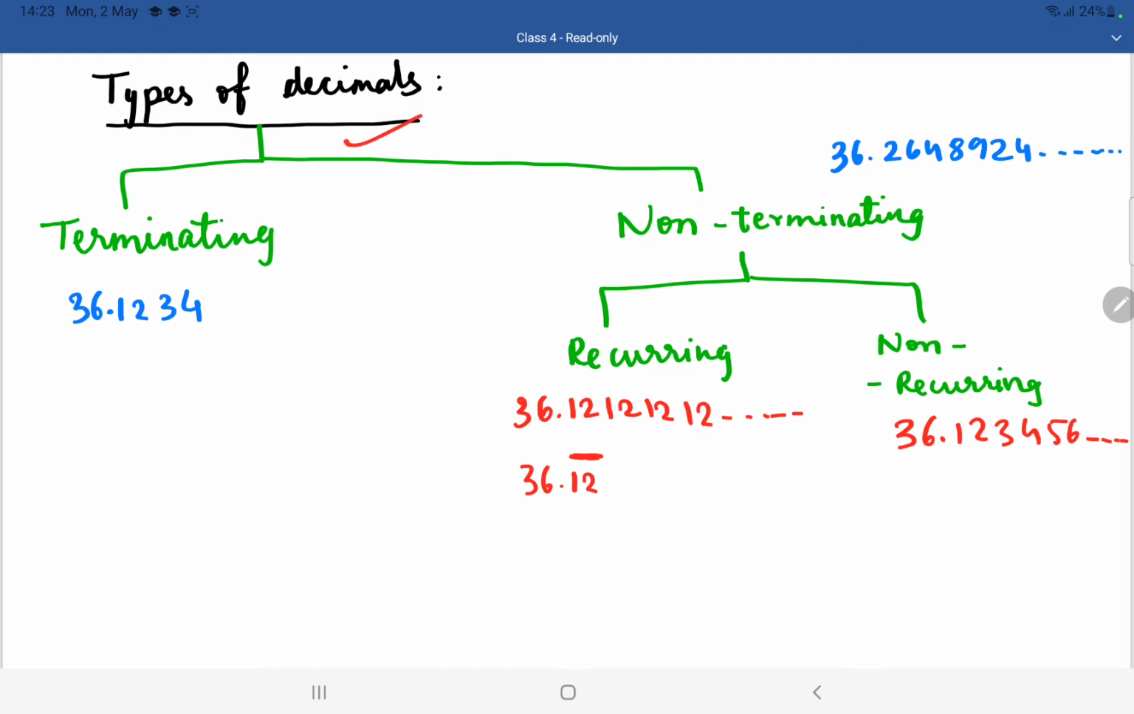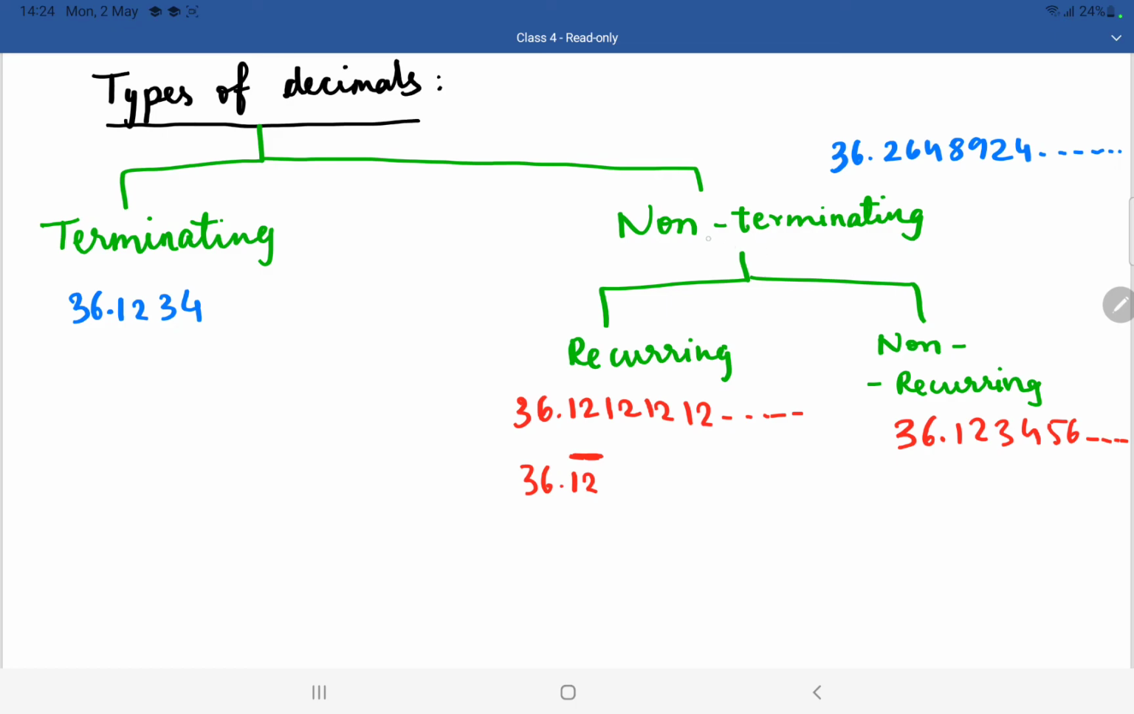So in the types of decimals, first we have terminating and non-terminating. Terminating means the decimals which will end after some point. After 4 digits, 5 digits, it will end. Non-terminating means they will not end. They will be going till infinity.